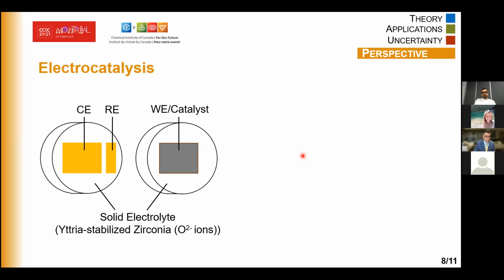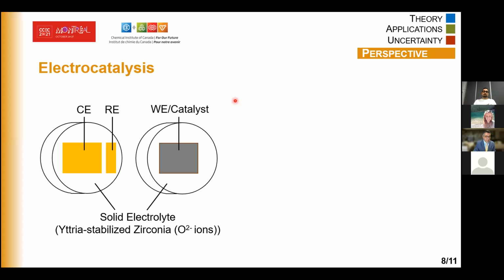So just a quick perspective. This is actually part of my previous work, where we replaced the liquid electrolyte solution with a solid electrolyte. In this case, it's called yttria-stabilized zirconia, or YSZ, which is an oxygen-conducting solid electrolyte disc, where oxygen ions are able to move through the solid material. And so we're able to do electrocatalytic reactions on it.